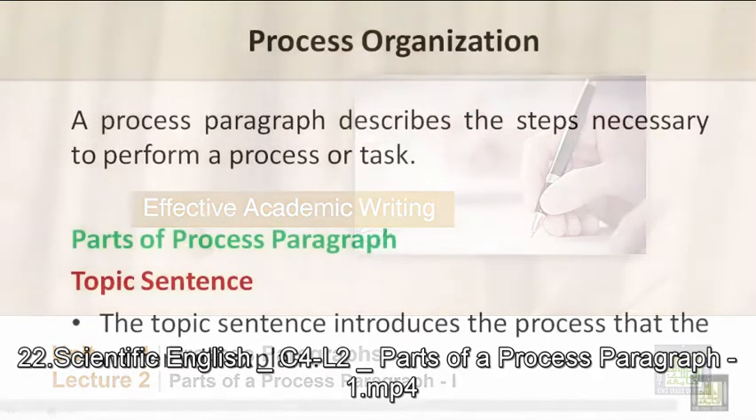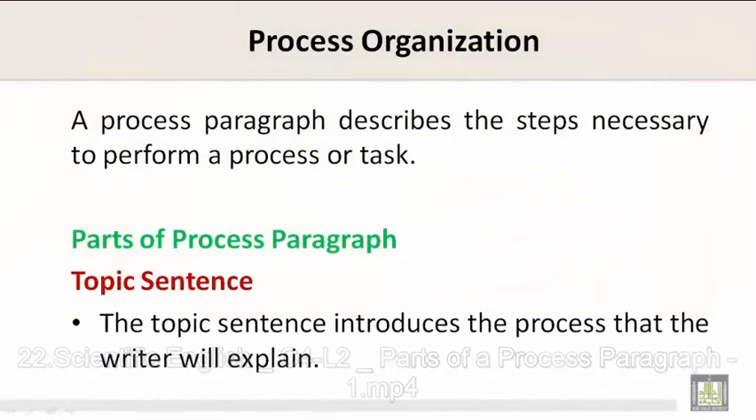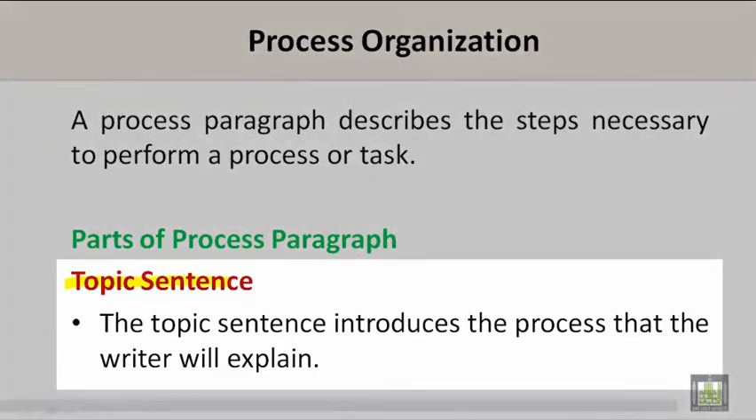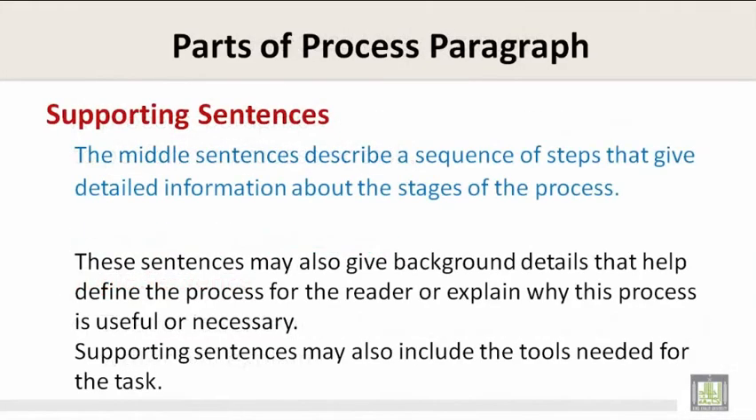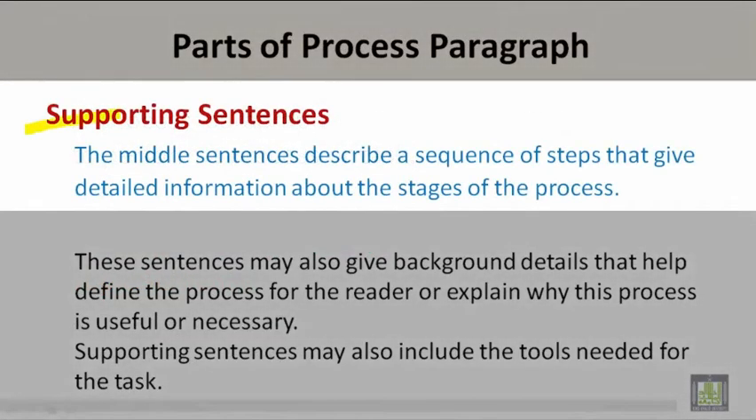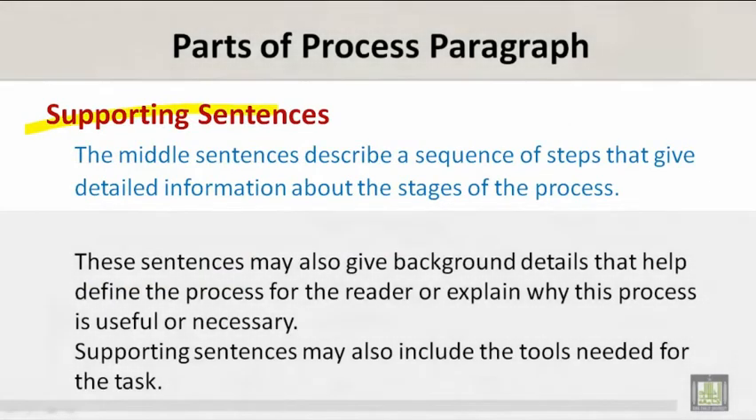A process paragraph describes the steps necessary to perform a process or task. Parts of a process paragraph. You have the topic sentence. The topic sentence introduces the process that the writer will explain. You have the supporting sentences. The middle sentences describe a sequence of steps that give detailed information about the stages of the process.